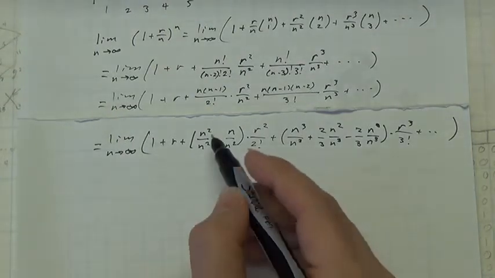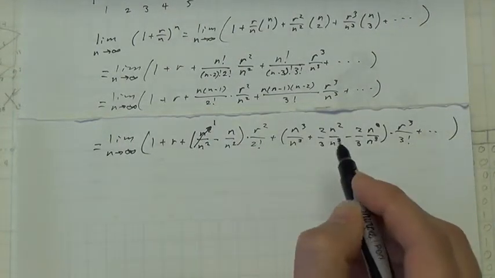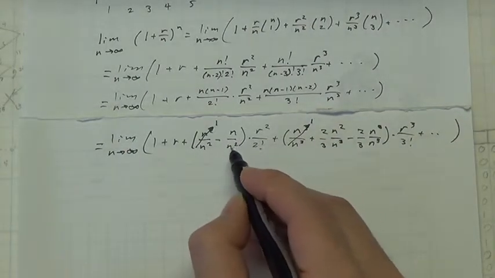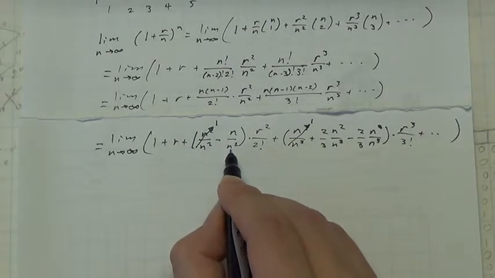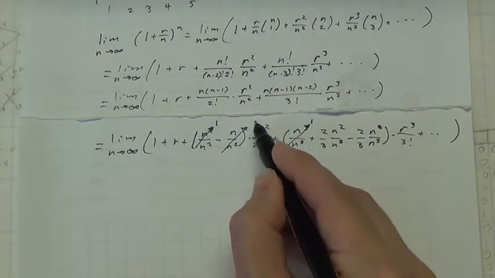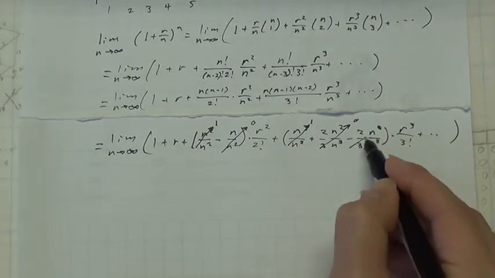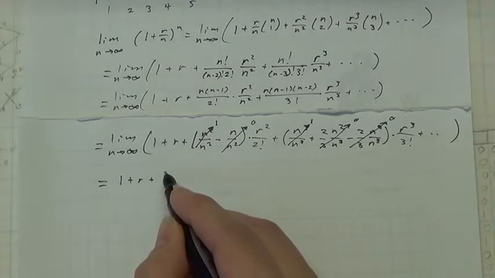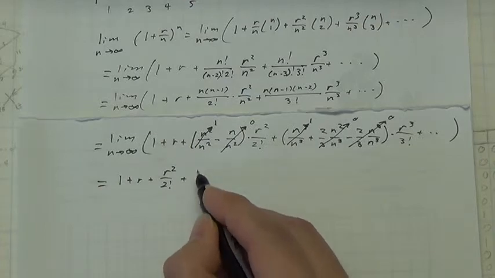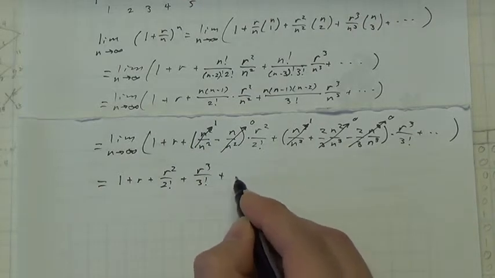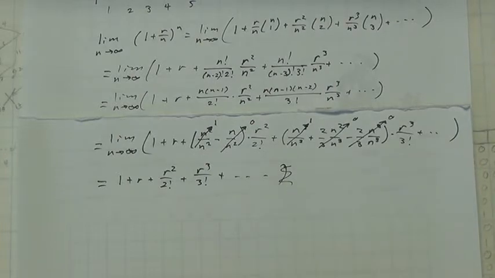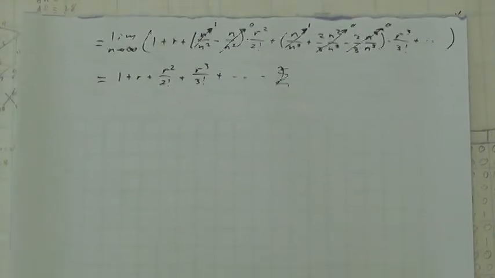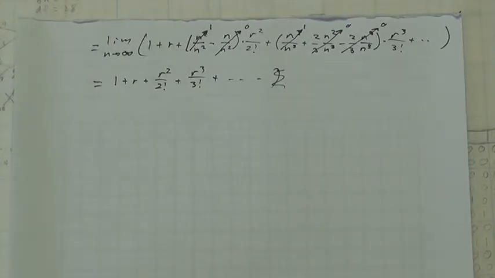Well, notice what happens in the limit. These are 1, and that'll happen all the way up. Since we have a larger power of n in the denominator, and n is going towards infinity, these all go to 0. So we can write down the limit: 1 plus r plus r squared over 2 factorial plus r cubed over 3 factorial, and so on, all the way up. Well, what is that? That's an infinite series. Is there any way of writing that more compactly?